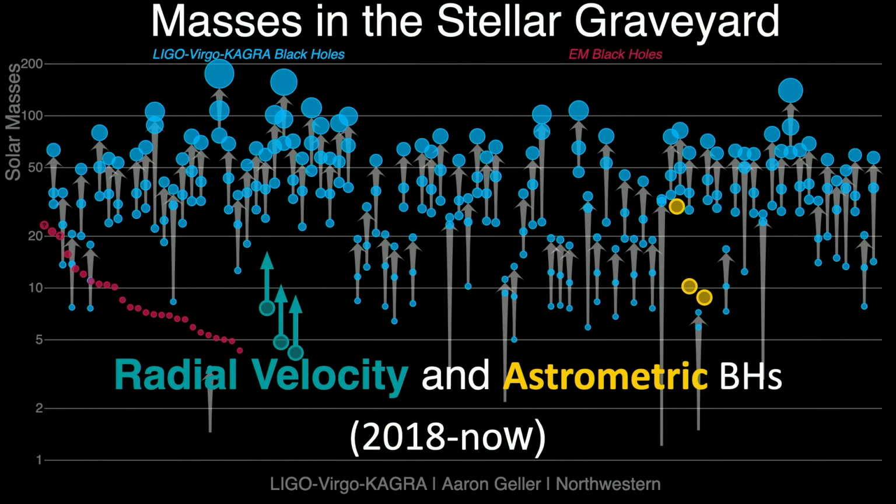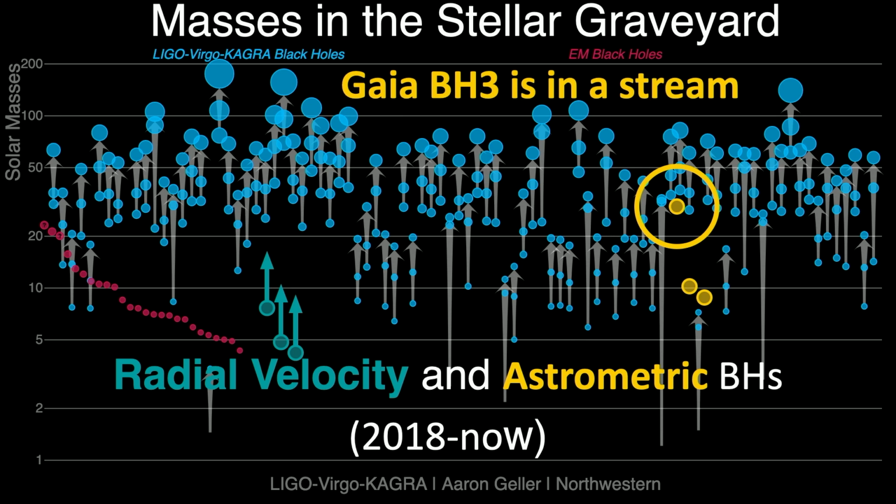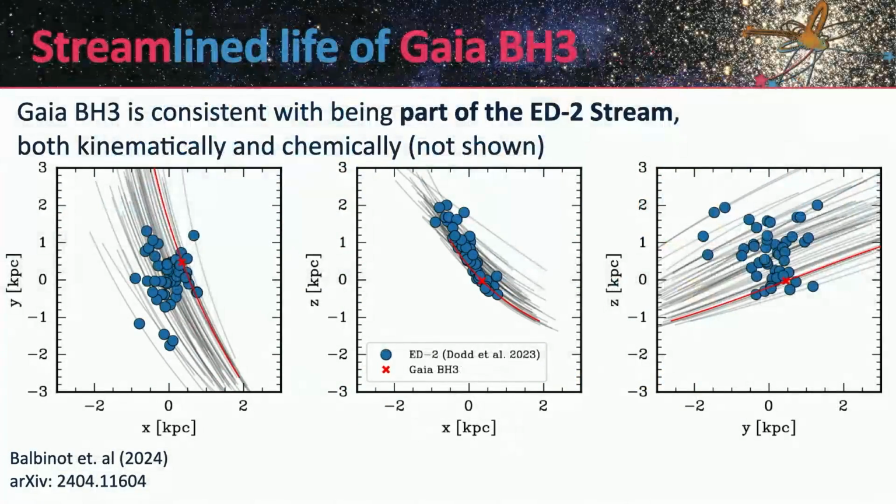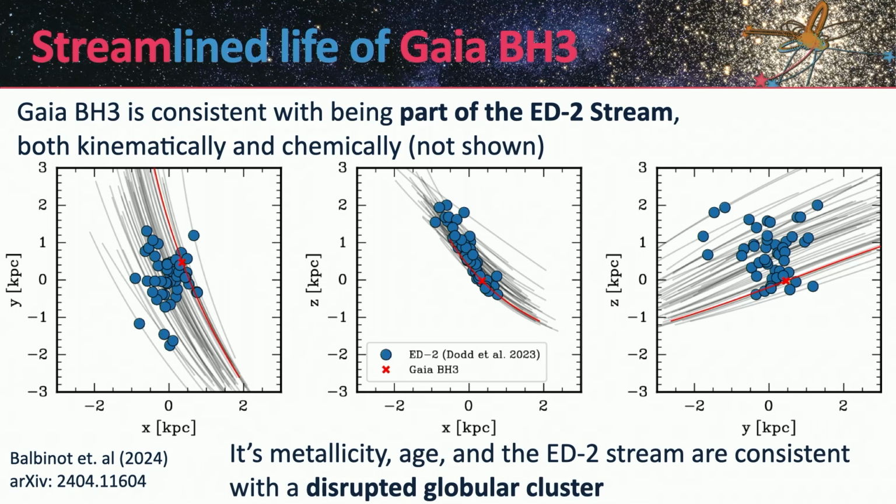I'm going to spend 10 seconds talking about this weird sucker that just came out, Gaia Black Hole 3, because it's in a stream. And so this very nicely connects all the stuff we were talking about yesterday to all the stuff we're talking about today. Because if I look at this system, this is a preprint from Balbinot et al., this 30 solar mass black hole, right, which is the mass of the things we've been seeing through LIGO, is smack dab in the middle of this ED-2 stream. It has the same metallicity, it has the same kinematics, and we think it's consistent with a disrupted globular cluster, which is fantastic news for us.